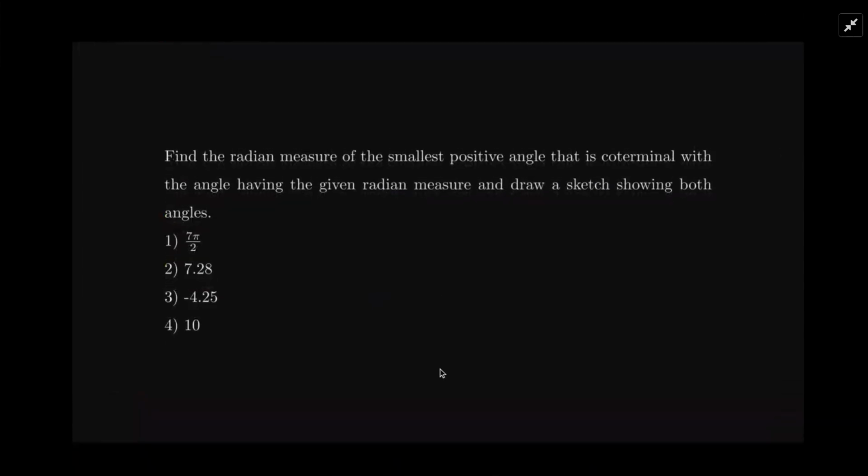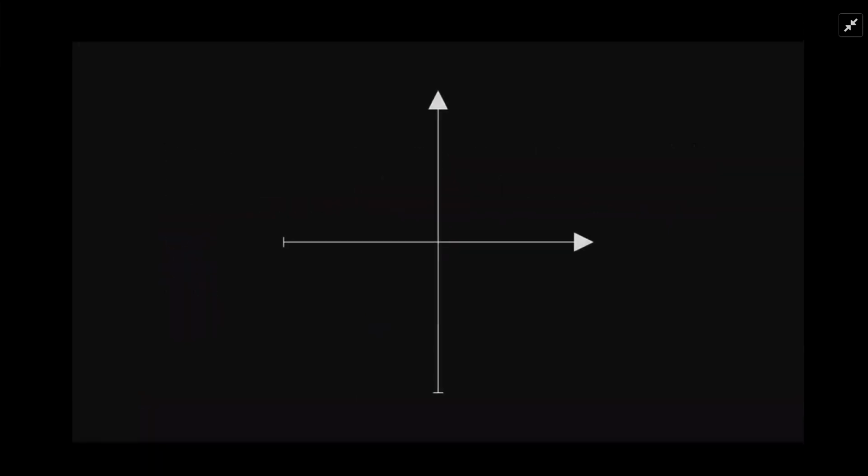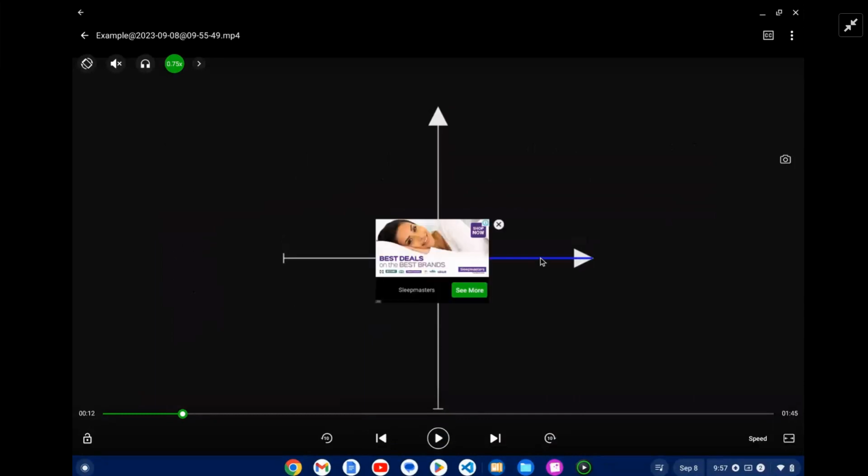Okay, let's talk about coterminal angles. Here's a unit circle. I'm going to draw a radius. And a coterminal angle is an angle that lands us in the same spot, right? So if this is our starting point, a coterminal angle would be one after a full circle or 2 full circles. We could go in the negative direction, so negative full circle, or a -2 full circle.